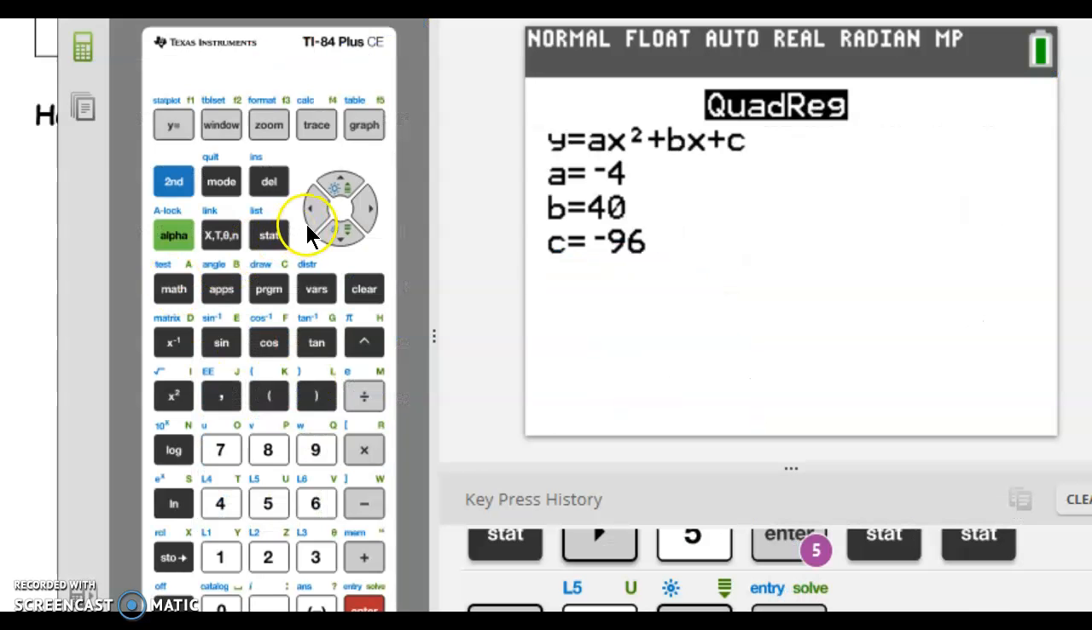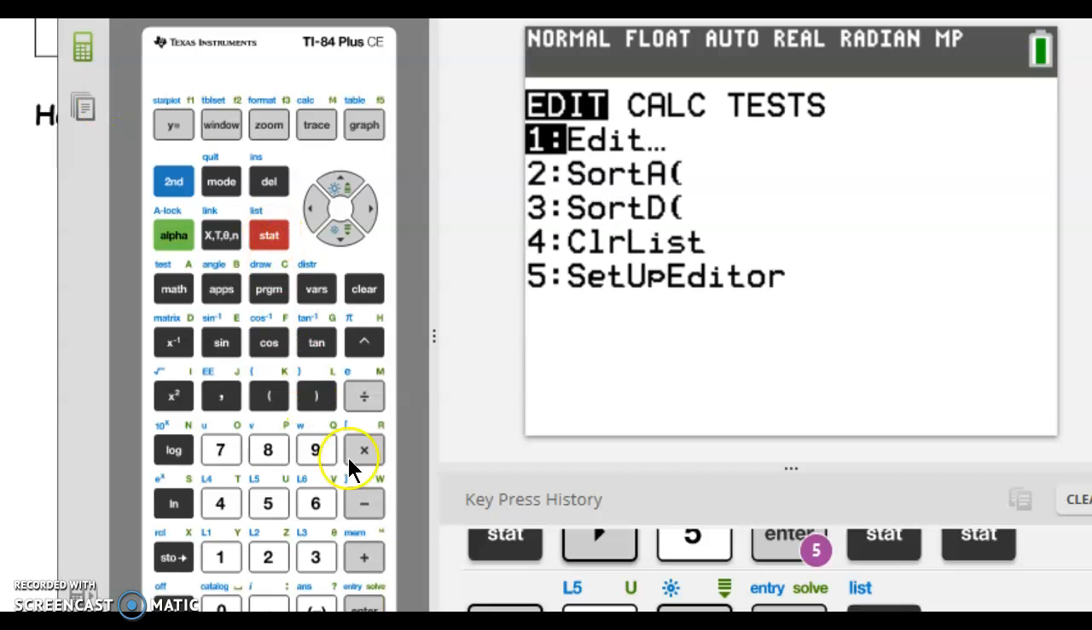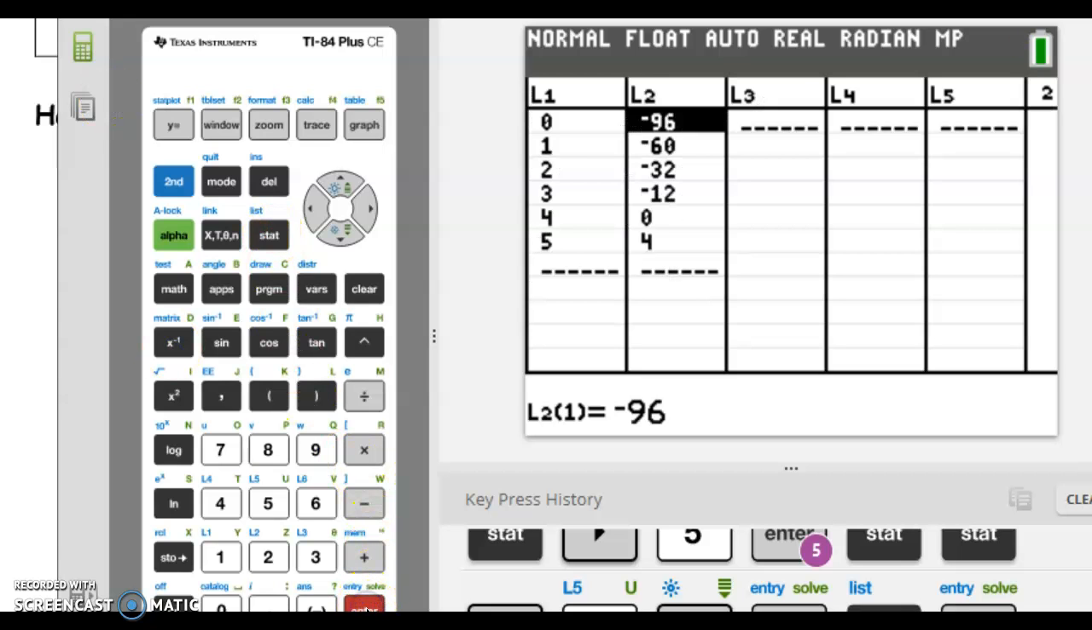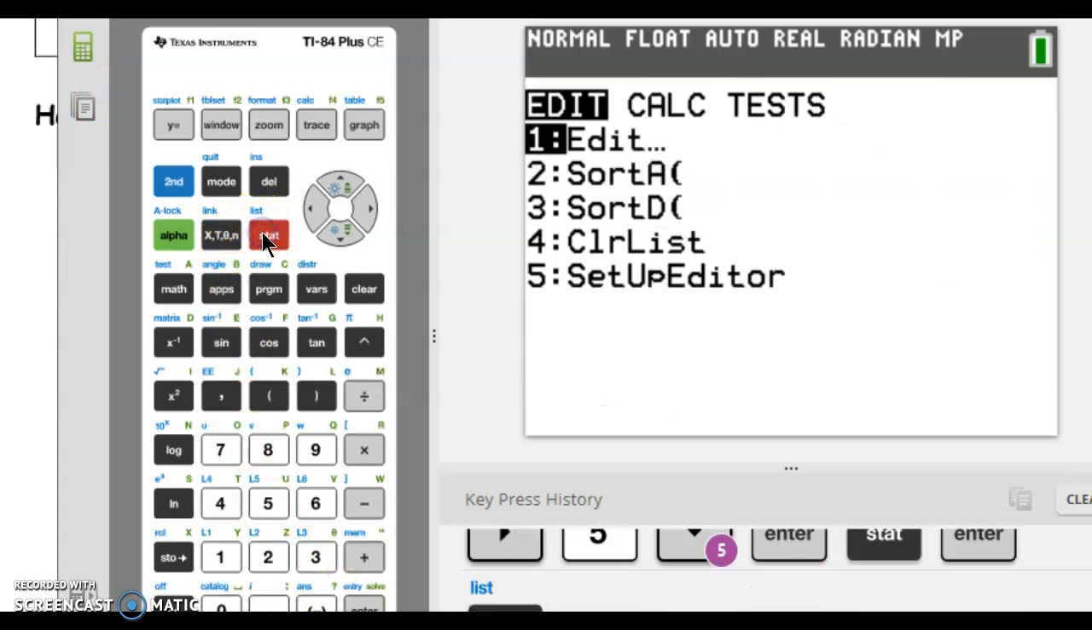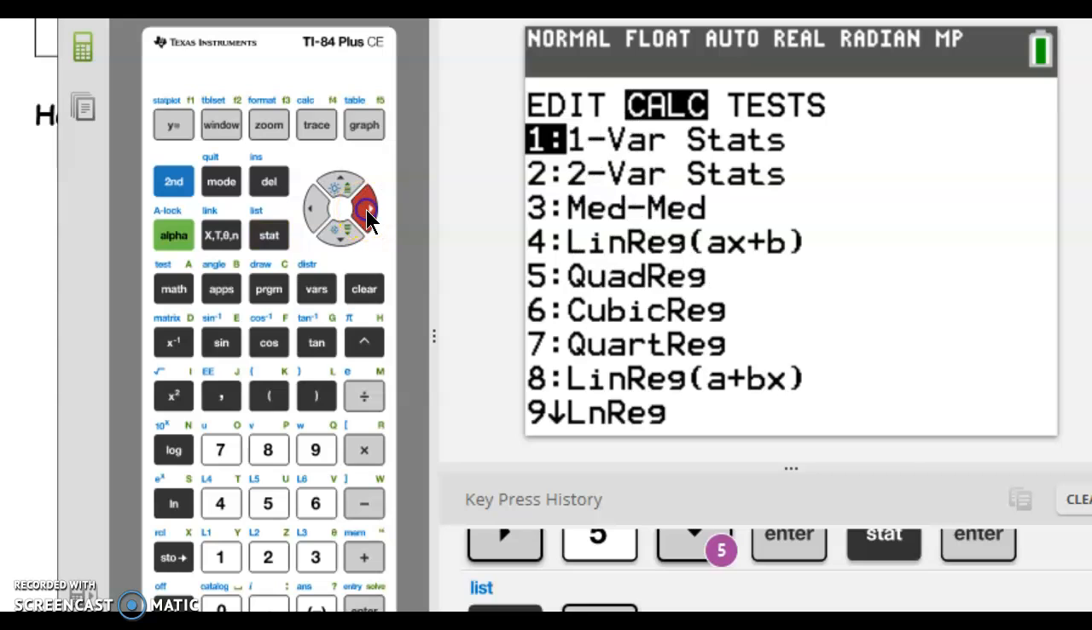So here's my calculator. I'm going to go to Stat. Edit is right there. I'm going to click Enter. I already have the numbers in there. So go ahead and enter them, please. And when you're done, go back to Stat and now go over to Calc. You'll see that there are many different options and you do not need all of them.